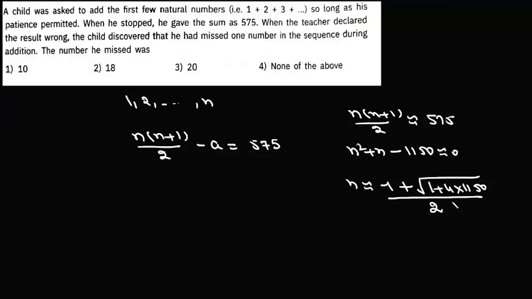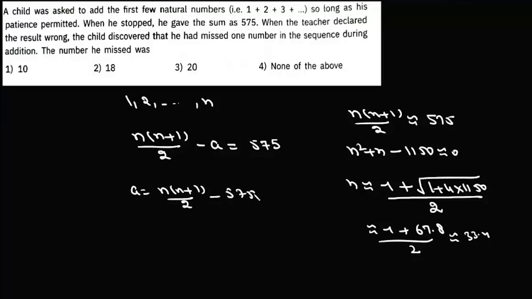Now 1150 into 4 is 4600 plus 1. Now under root, this value is 0.678, so it will be nearly minus 1 plus 67.8 divided by 2, which is nearly 33.4. Now this a is (n plus 1)/2 minus 575. When n is nearly 33.4, the value of a is 0.